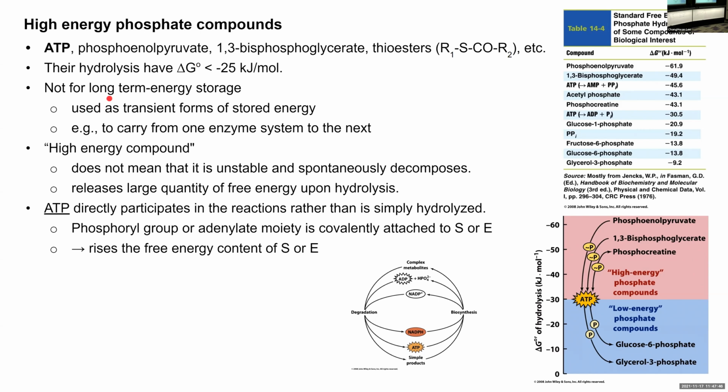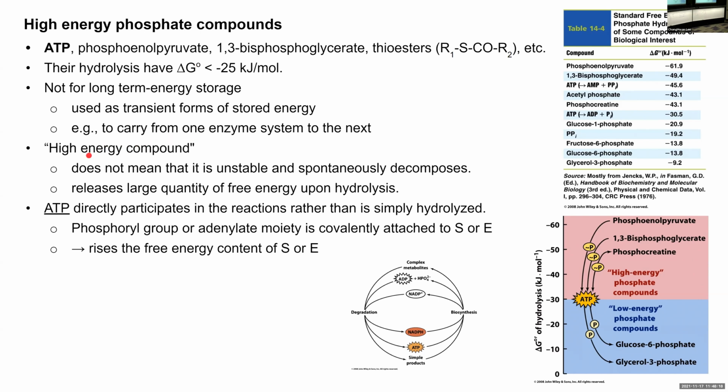And it's not for long-term energy storage, because that would have been stored as fat or different kinds of carbohydrates. They're only transiently storing the energy in the form of this ATP or the other molecules here. What they're doing is basically carrying the electrons or the energy from one enzyme system to the next system along this metabolic pathway.